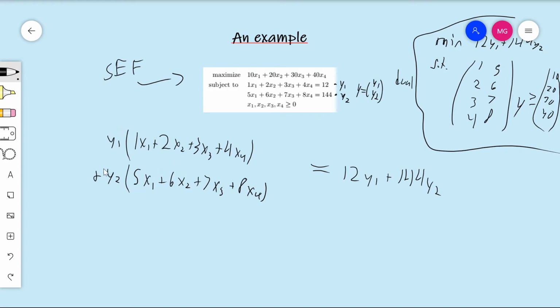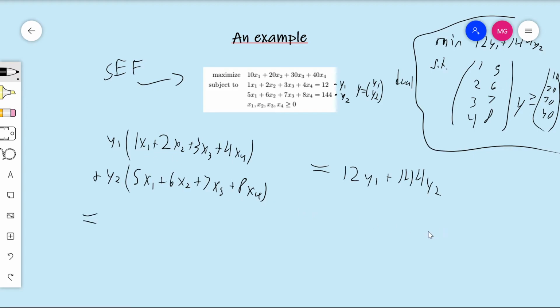Now, it's not clear how to do that right out of the gate, because right now this is a linear combination of y's, whereas the objective function is a linear combination of x's. So I want to write this as a linear combination of x's. What we're going to do, in other words, is distribute the y's to the inside and factor the x's to the outside. So let's do that.